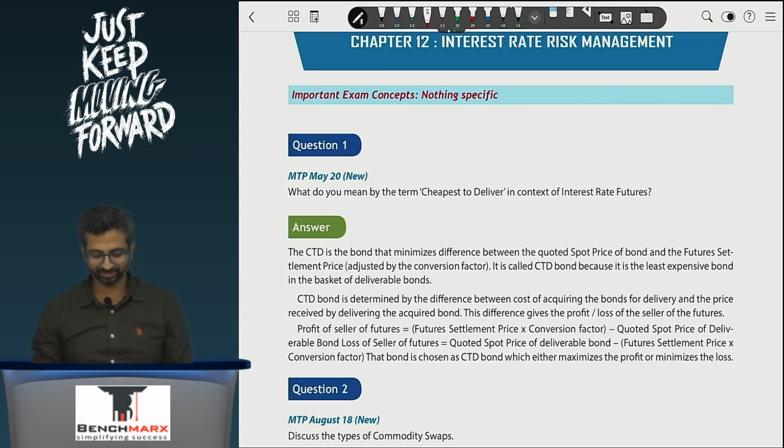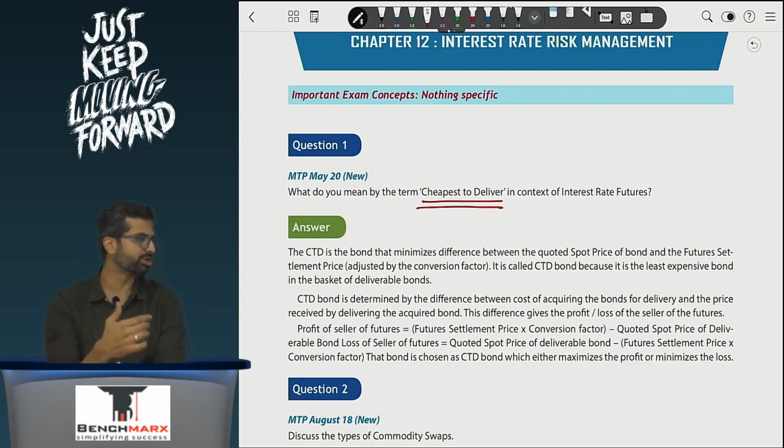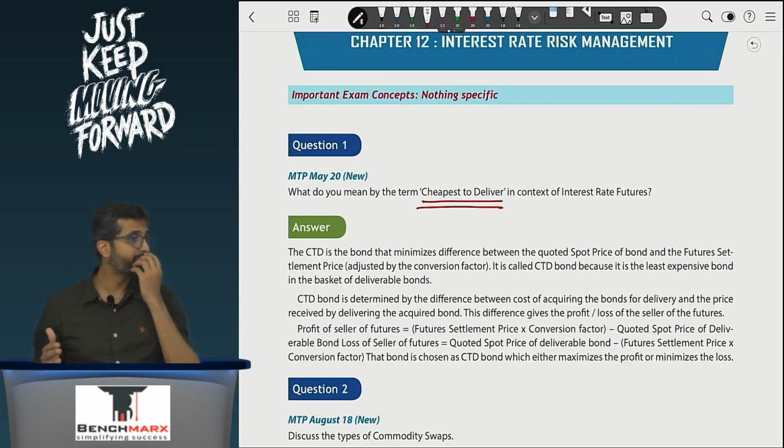No, not later. So in interest rates, there's something called the cheapest to deliver in the case of interest rate futures. If there is going to be a gross settlement in futures, you will say which bond will I deliver. Now let's say I have a future on a notional government of India bond. Government of India has many bonds. So which bond should I deliver?